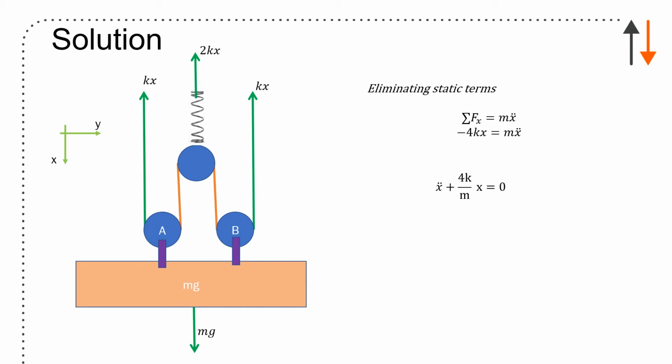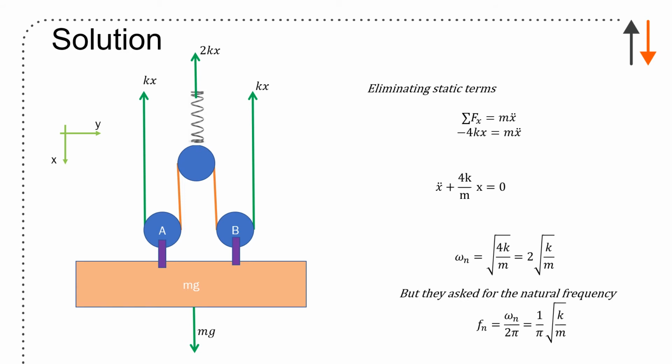The equation of motion is x double dot plus 4k over m x equals 0. I can substitute in terms, and I get omega n is the square root of 4k over m, which equals 2 times the square root of k over m. But they ask for the natural circular frequency. And so omega n over 2 pi equals 1 over pi times the square root of k over m, because that 2 is going to cancel on the top and the bottom.